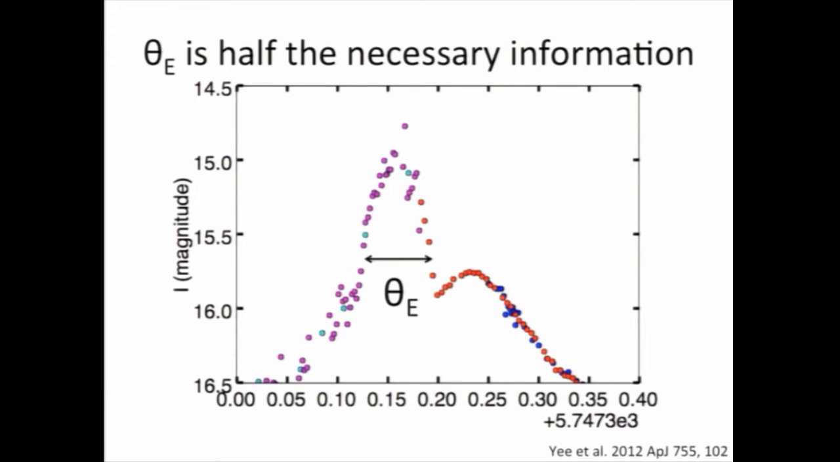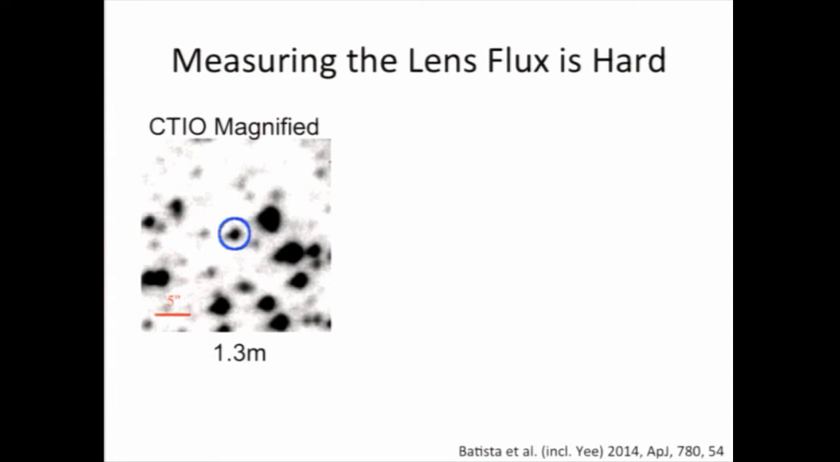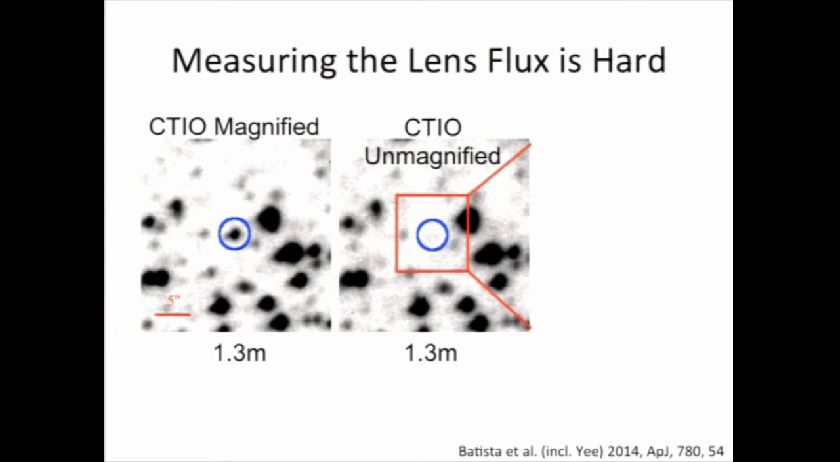We need a second piece of information. If you think about this event, which I showed you earlier, the width of that peak gives you theta E. But we can try to measure the lens flux itself to give us a third piece of information. When it's magnified, you get source photons. When it's not magnified, you find out that it's hard to measure the flux of a star at 4 or 6 kiloparsecs with a 1.3 meter telescope.